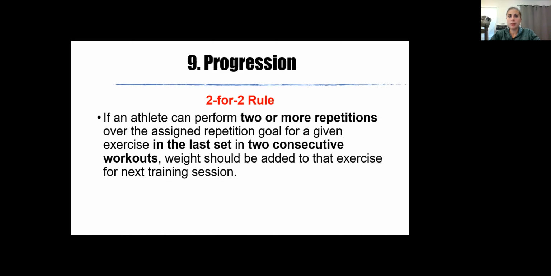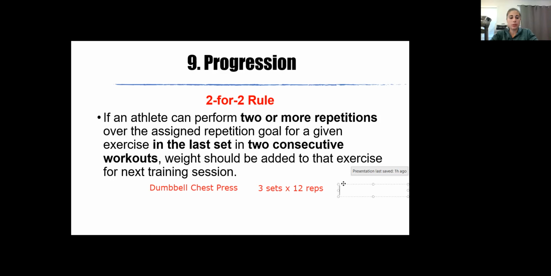So let's say the client was doing a dumbbell chest press. So that's the exercise. So they were doing 3 sets of 12 reps each time they were doing it. Okay, so that means that the last 2 workouts in the 3rd set, they could do 2 or more reps. They did 15, let's say. Okay, therefore, I'm ready to maybe add some weight.